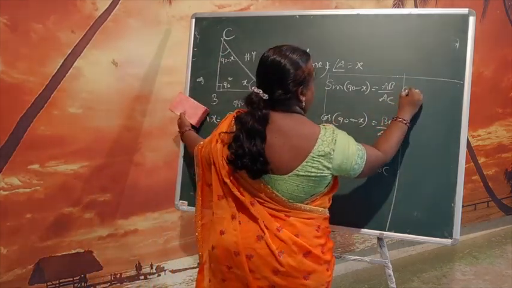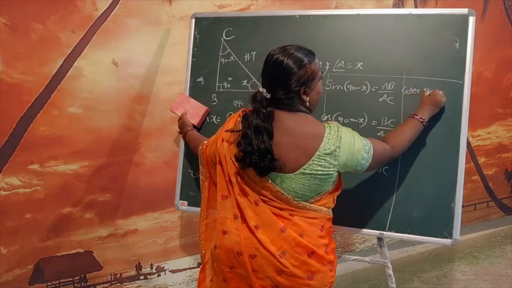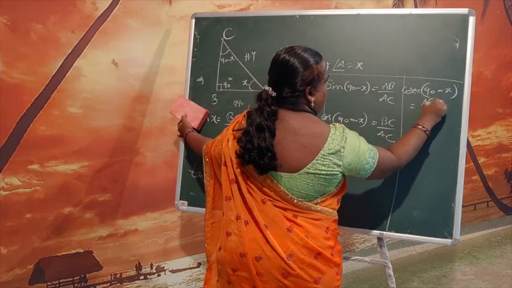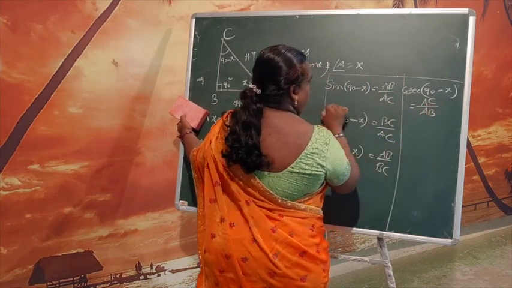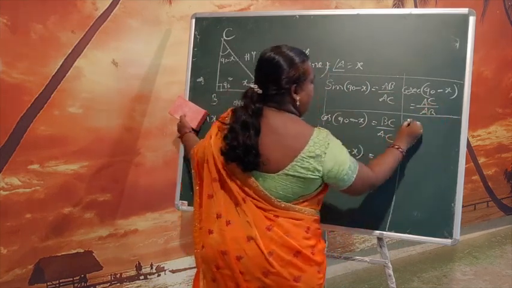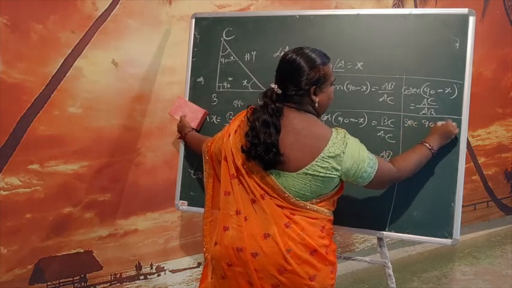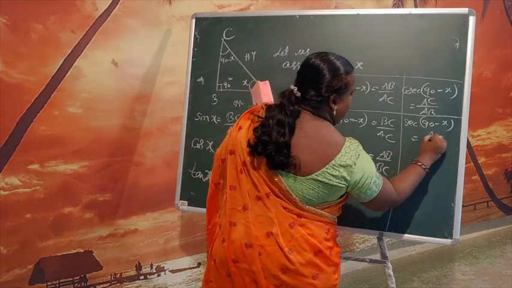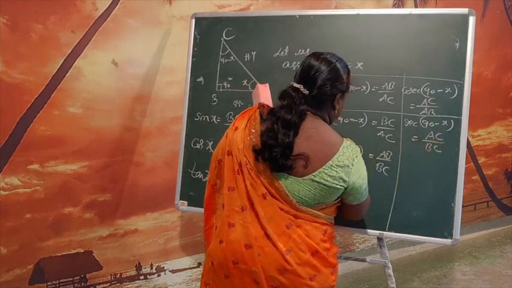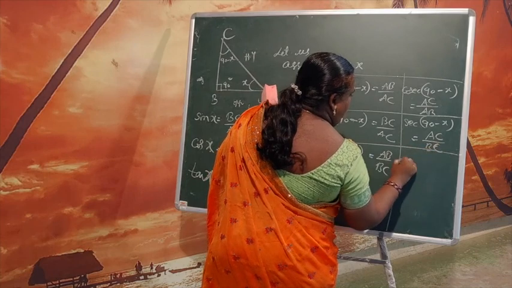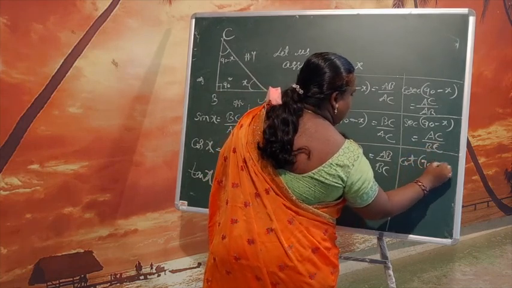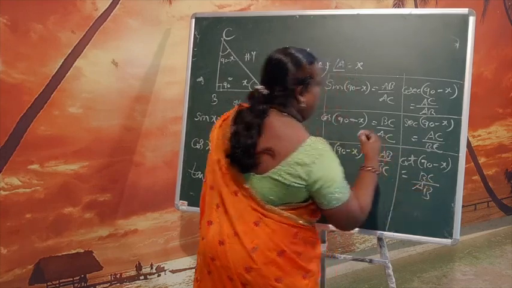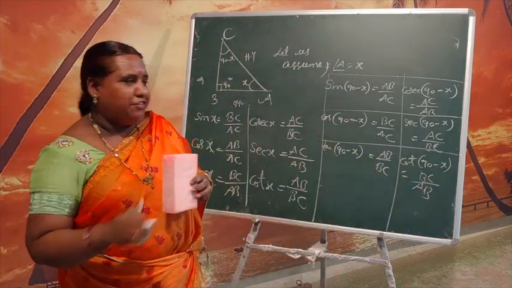What is cosec 90 minus x? Cosec 90 minus x means reverse: AC by AB. What is secant 90 minus x? This is the reciprocal: AC by BC. And finally, cot 90 minus x is nothing but BC by AB. Now you observe very carefully.